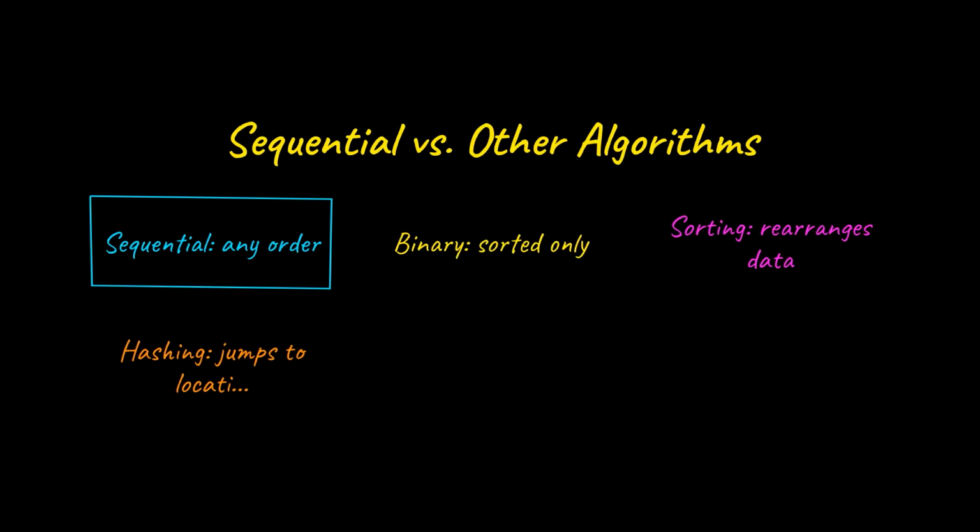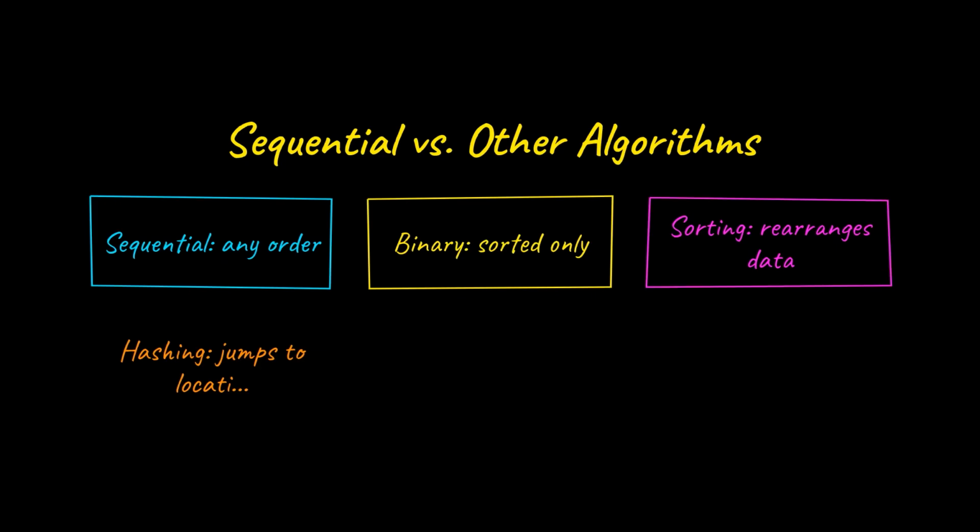Binary search is faster but demands sorted data. Sorting algorithms rearrange elements rather than locate them. Hash lookups jump directly to a computed position. Sequential search is the plain order-agnostic scan, slower on large data but universally applicable.